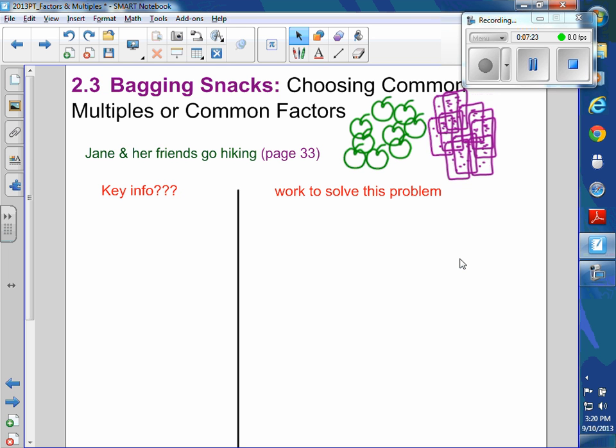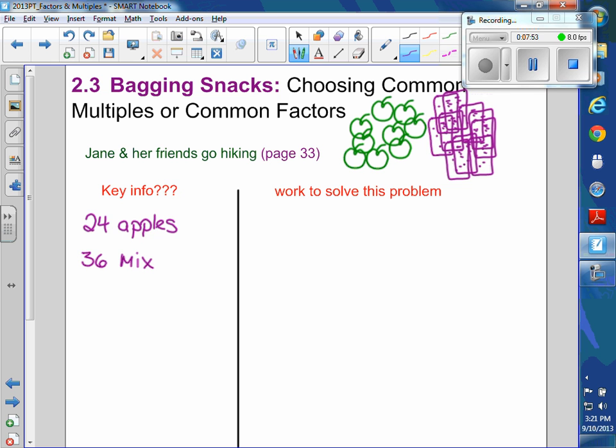Factors and multiples. Okay, so let's talk about key information, and I'm going to ask you the question again. Tell me something in that problem, Haley, that was useful. What do we need to know? It says the amount of trail mix bags and apples. And how many apples do you have? 24. That's important information, right? 24 apples, and how much trail mix? 36. 36 bags of mix, right?